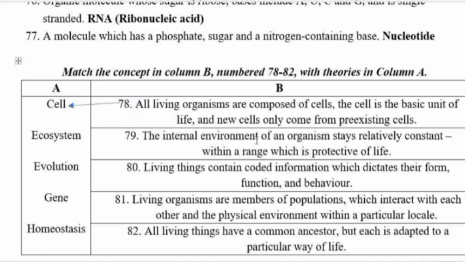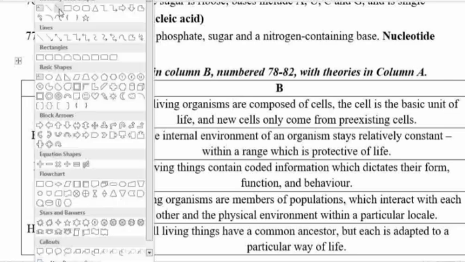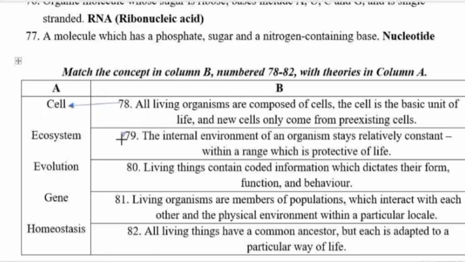What about the second one, 79? The internal environment of an organism stays relatively constant within a range which is protective of life. What kind of theory is this one? We'll match 79 with homeostasis. Homeostasis.